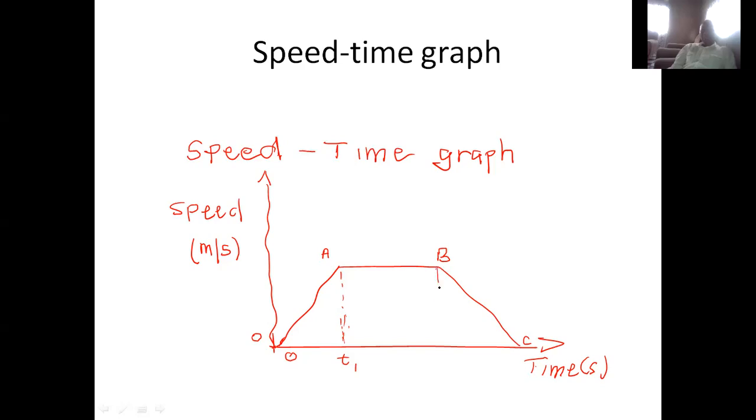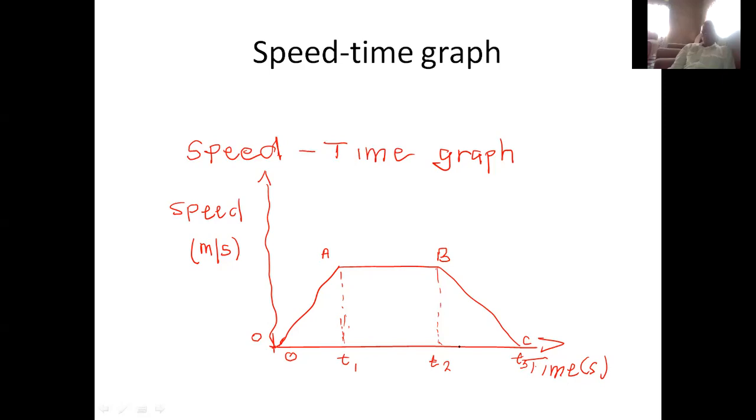And you can also determine the time T2 when, between T1 and T2, the object had constant speed. And you can also find the time T3, when the object, from T2 to T3, was uniformly decelerating. And so we need first of all to describe at every stage what is happening.